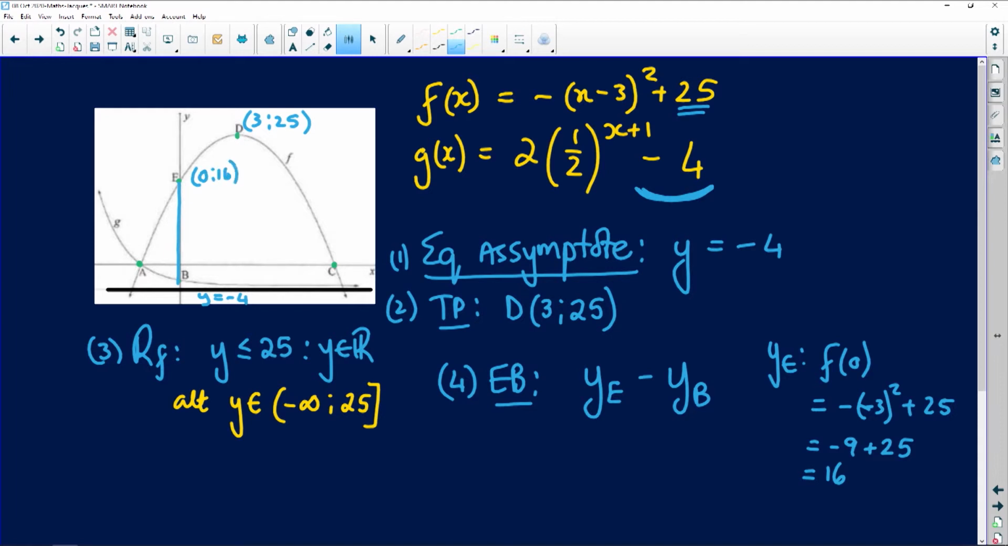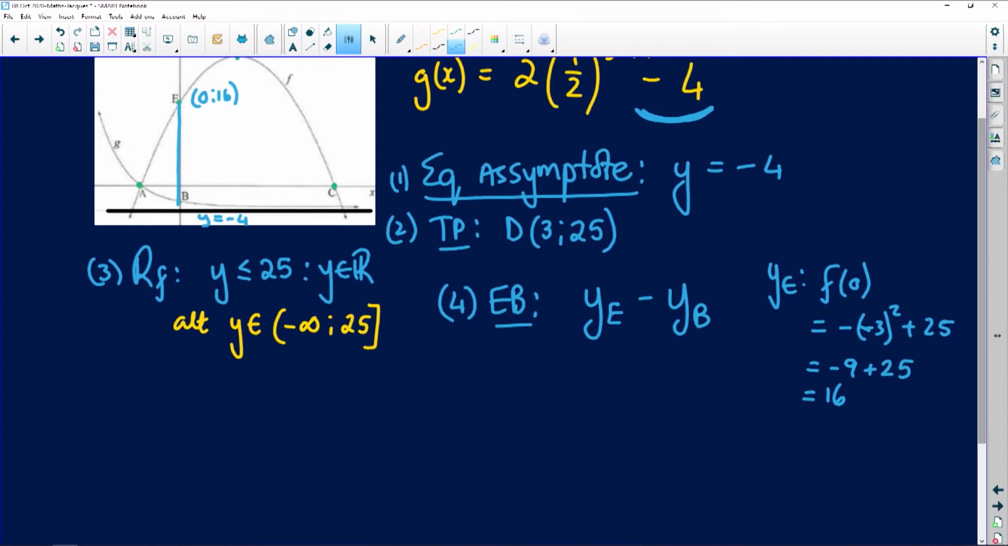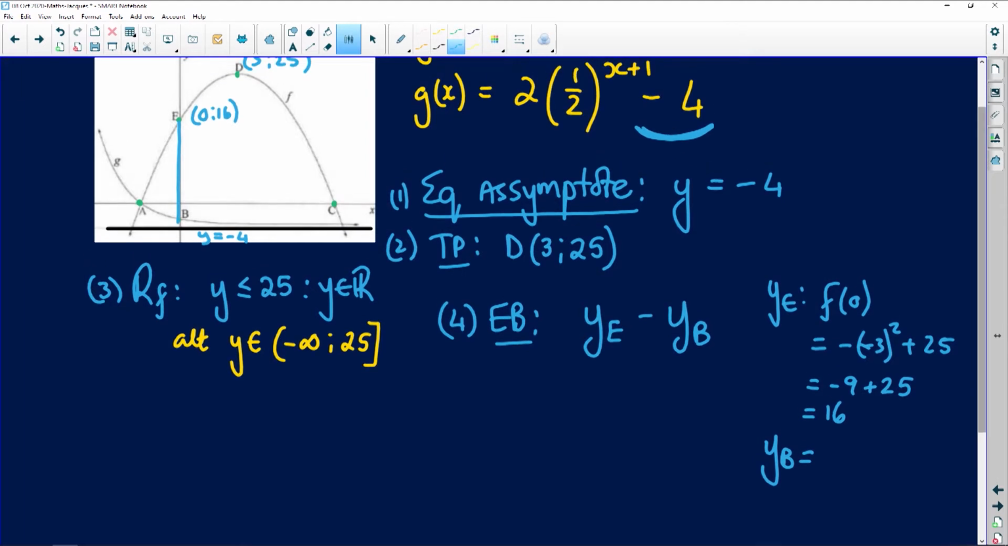Okay, and then we need the value of the point B. So we find the y coordinate of B. The y coordinate of B, we let x equal 0 over here. Now, if x is 0 there, we've got a half to the power 1 times 2, which is 1. So we calculate g of 0, which leaves us with 1 minus 4, and that gives us a result of minus 3 for the y value of B.